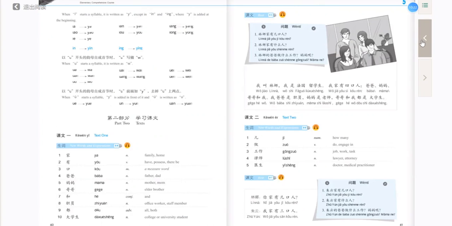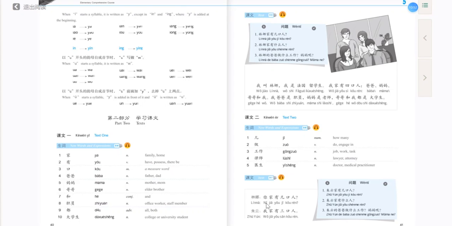And now let's confirm the meaning of this text. Okay, so let's translate word by word. Li Na, 你家有几口人? So, you family have how many people? How many people? And this 口 is a measure word, so we put this 口 before the noun 人. So, your family have how many people? Which means, how many people are there in your family?